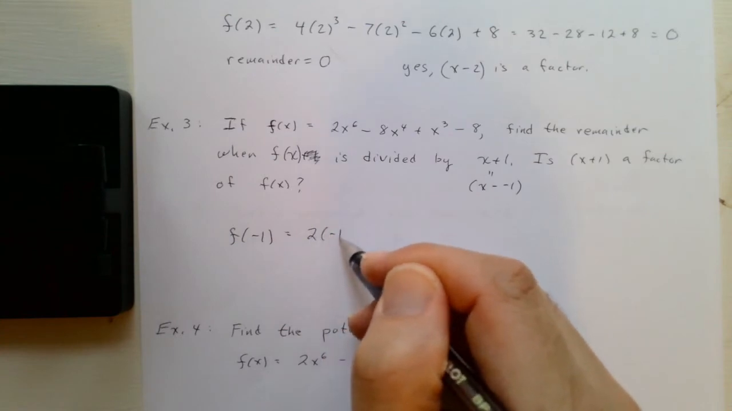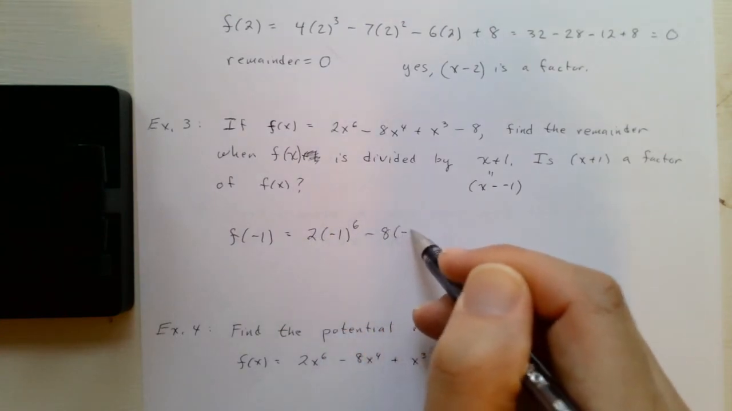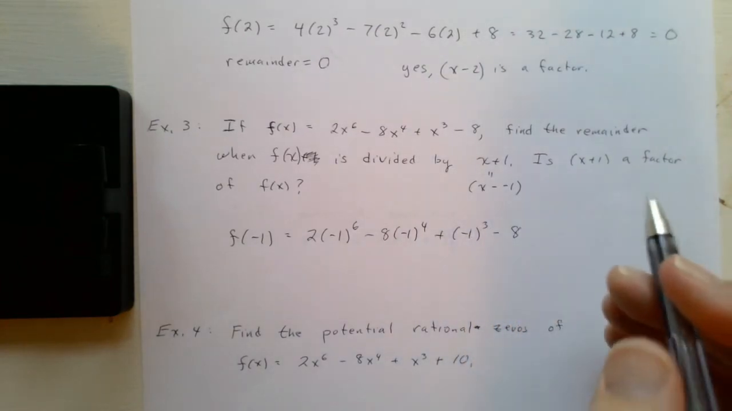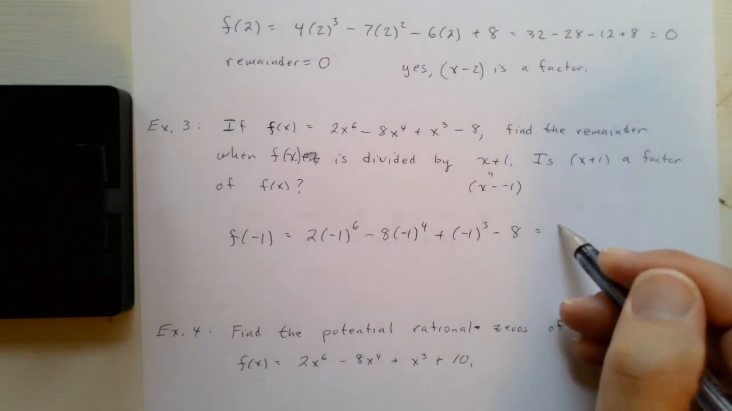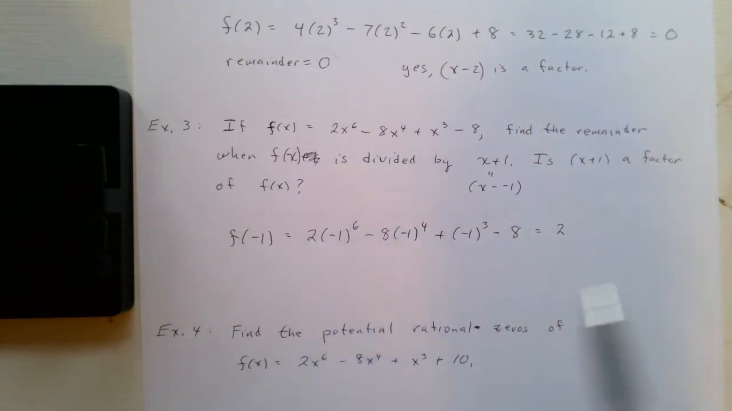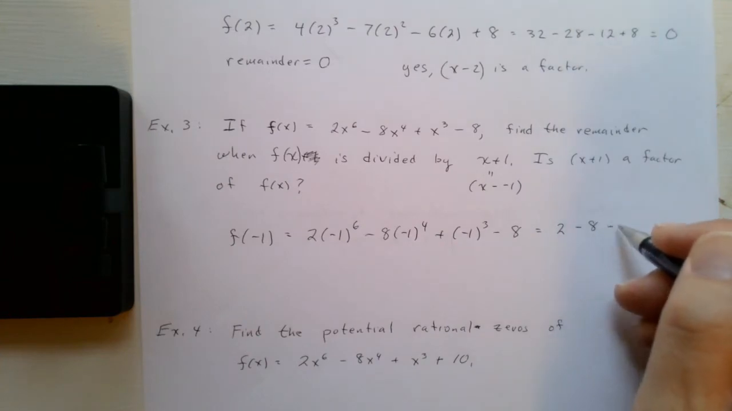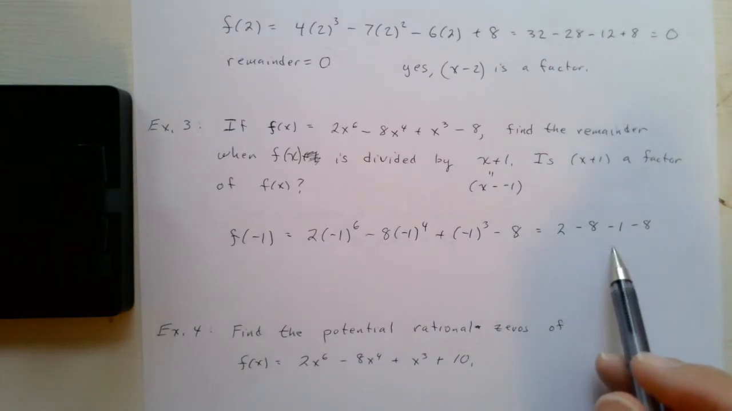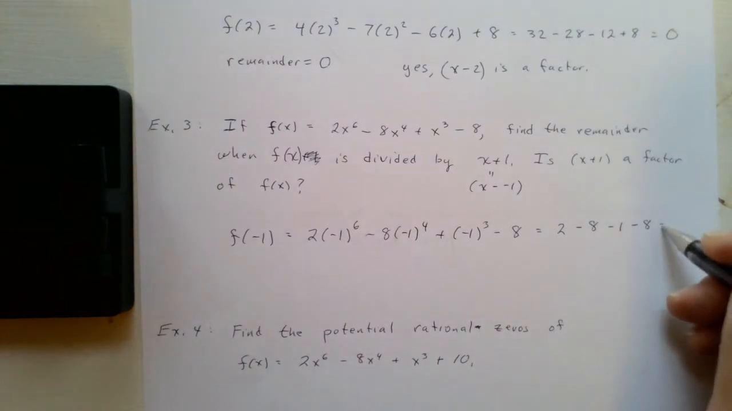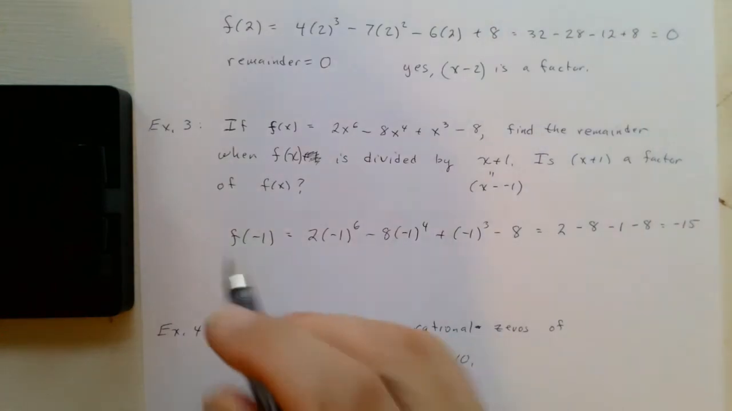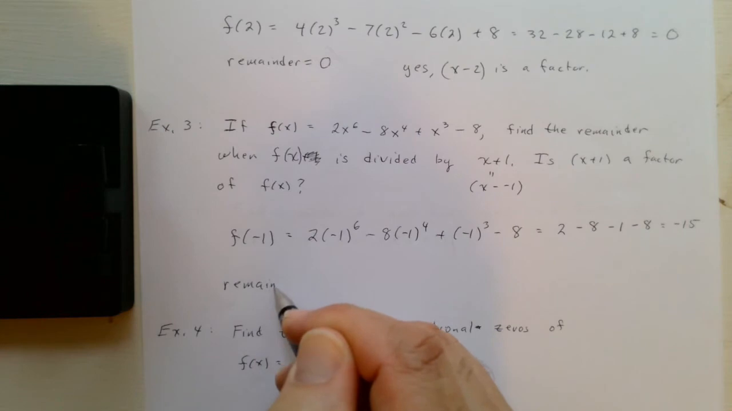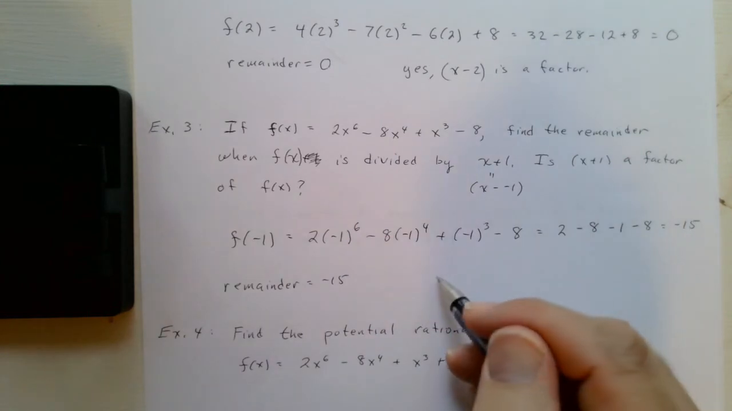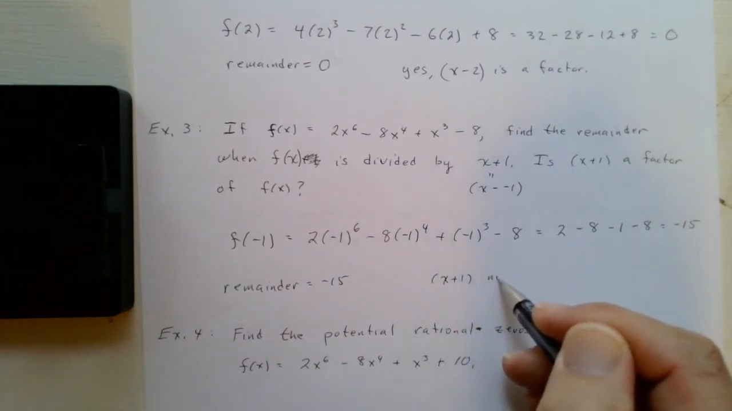This is going to be 2 times minus 1 to the 6th, minus 8 times minus 1 to the 4th, plus minus 1 to the 3rd, minus 8. And I believe this is going to be 2 times 1, that's 2, minus 8 times 1, that's minus 8, minus 1, minus 8, which is, I believe, going to be negative 15. So the remainder is negative 15, and since this is not 0, x plus 1 is not a factor.